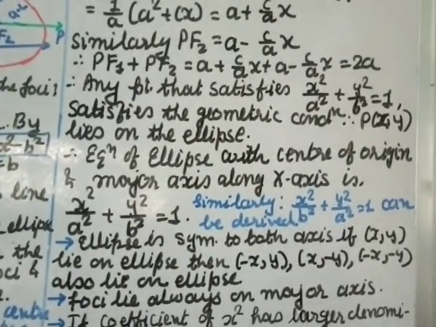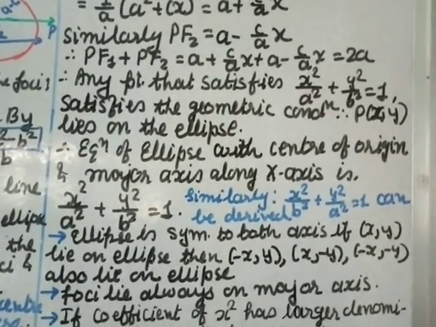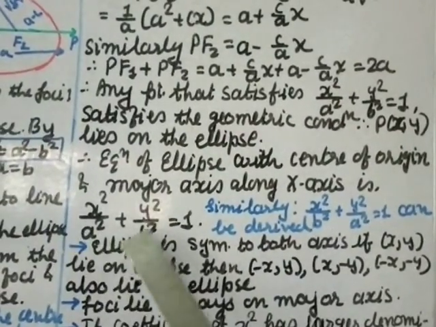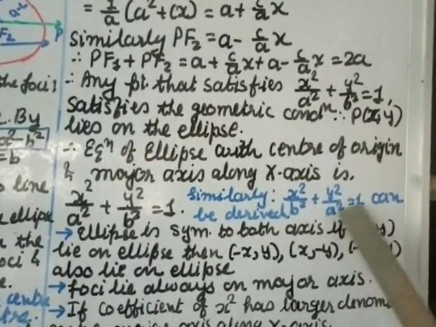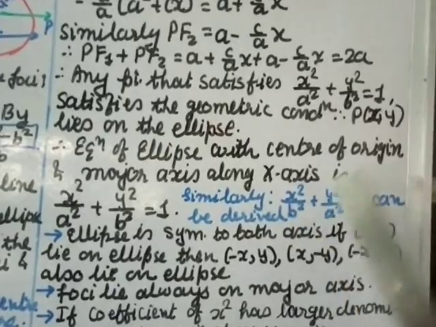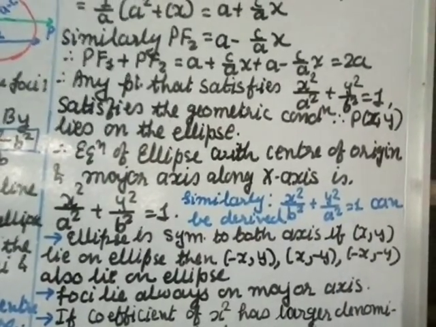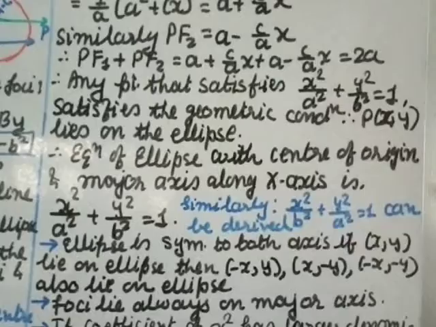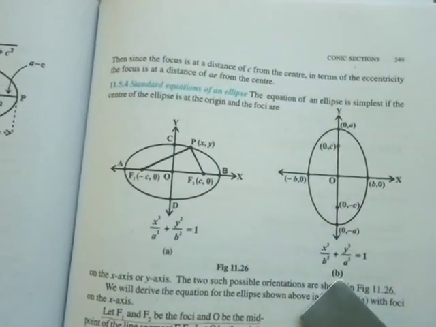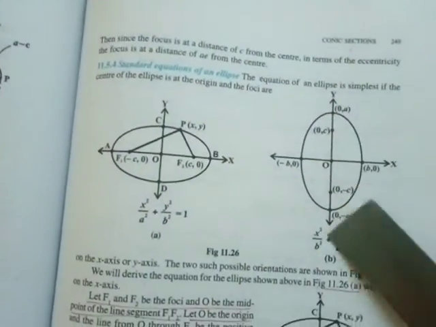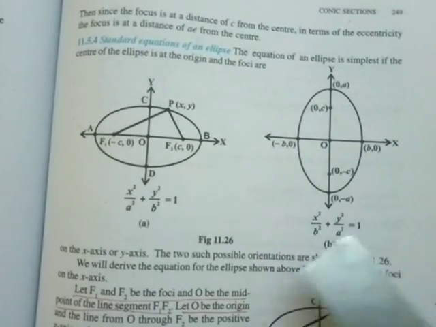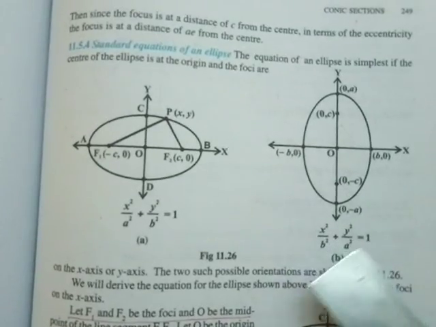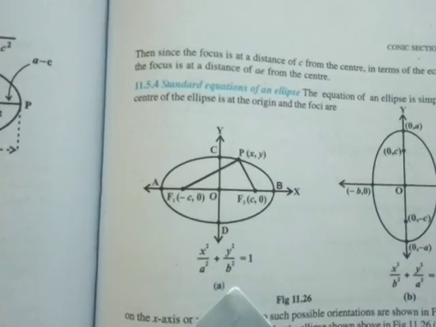Similarly, if the major axis is along the y-axis, then the equation will be a little different. Here it will be b square and here a square. So we can say similarly x square by b square plus y square by a square equal to 1 can be derived. In this, the major axis is along the y-axis. Here it is along the x-axis. This is the figure where the major axis is along the y-axis, and this equation is x square by b square plus y square by a square equal to 1. Here b square, here a square, and in this, x square by a square plus y square by b square equal to 1.